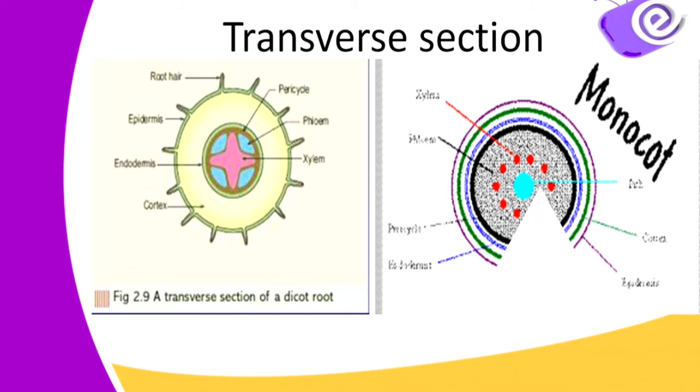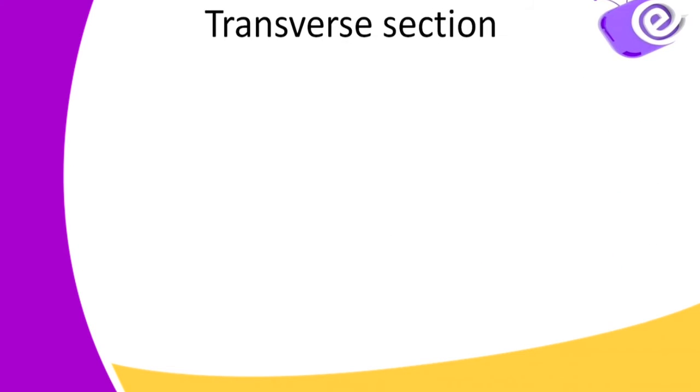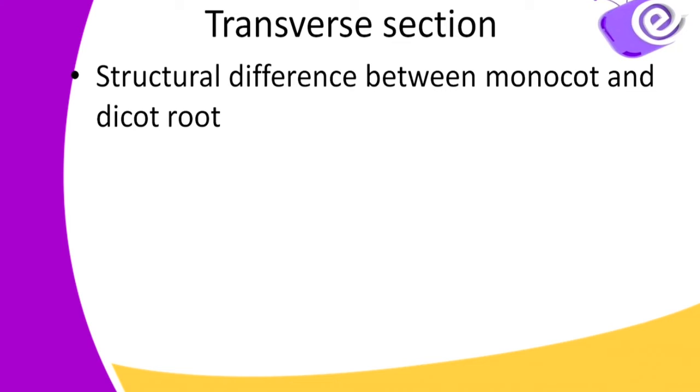So the other illustration is of a monocot root. You can see there are some similarities and there are some differences, but both of them contain the transport vessels, which are the xylem tissue and the phloem tissues. So let us look at the structural difference between the monocot and the dicot roots.